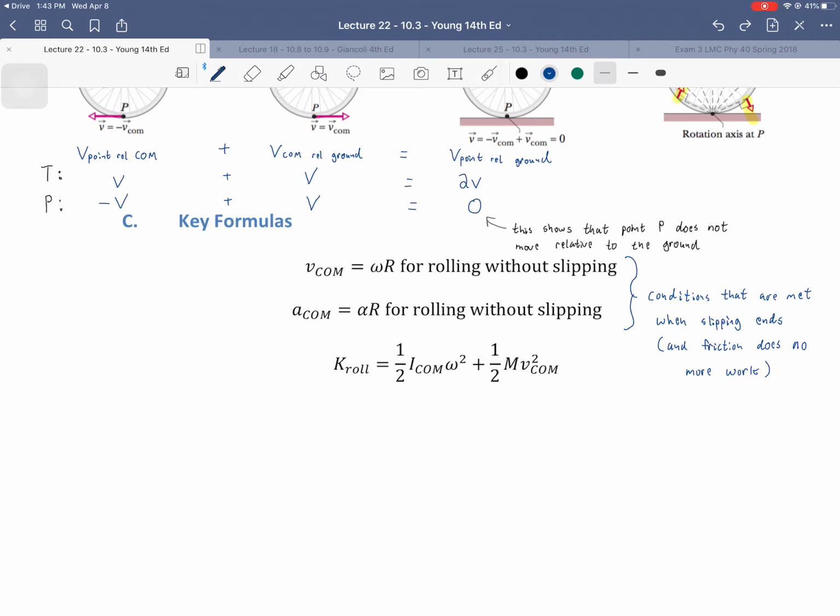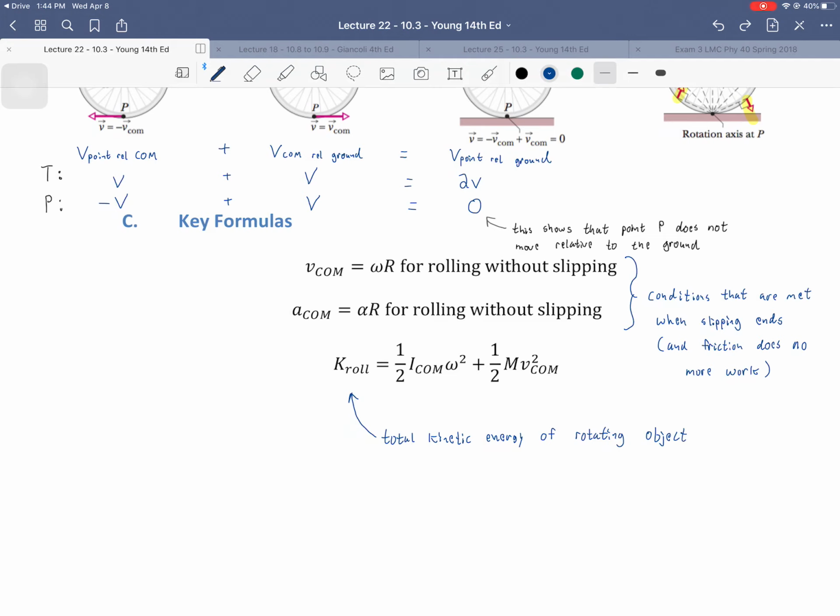The last formula is a bit of a repeat. This would have been well suited to our conservation of energy chapter, but it's important to put it here because we're going to be using it a lot. It shows that the kinetic energy of a rolling object is composed of two parts, a rotational component and a translational component. So this is the total kinetic energy of a rotating object, and this is its rotational kinetic energy, and this is its translational kinetic energy.